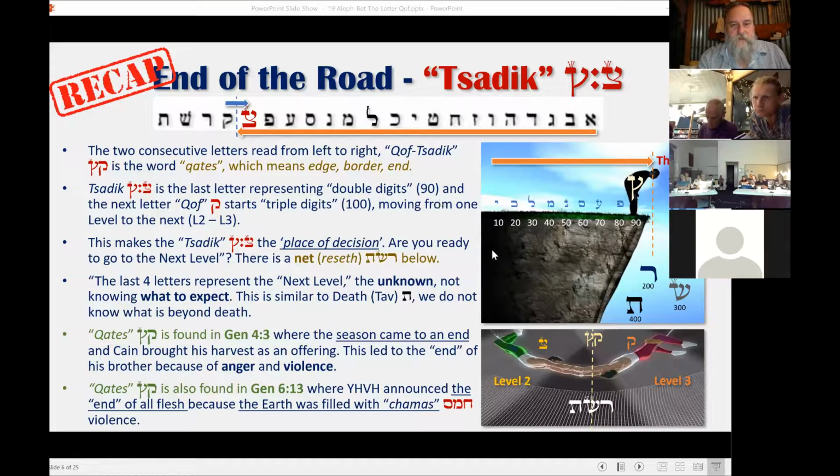What's also interesting is when you look at the letters that remain, if you take the Kuf out of the equation and you look at the Resh, Shin, Taf, those three letters at the bottom make the word Reshet, that means net. So when you stand at the Tsadik, you're facing the Kuf, you know there's a border and edge. You won't necessarily jump unless you know there's a net below. So the net gives you comfort to take that step of elevation. It safeguards you or gives you that comfort. You don't have to worry, even if you don't trust, the net will catch you. So it encourages you to take that step. And that's what those last three letters reveal to us.